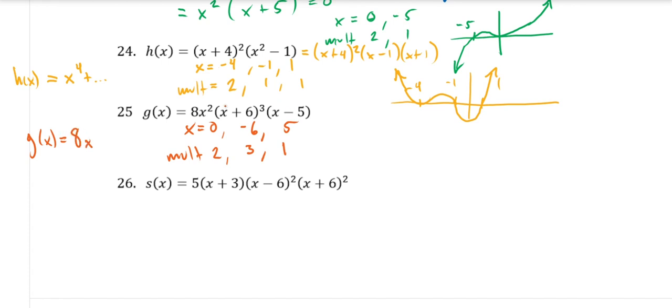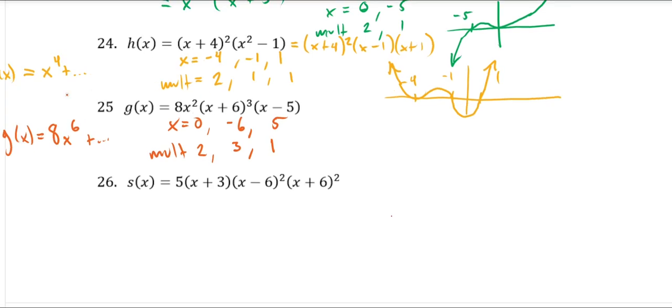So that would be 8x to the sixth power plus lower order terms. So combining this information about the long-term behavior, it's a positive even degree, and how this crosses at each one of these zeros, we can get a sketch of the graph. Let's mark the zeros at -6, 0, and +5.